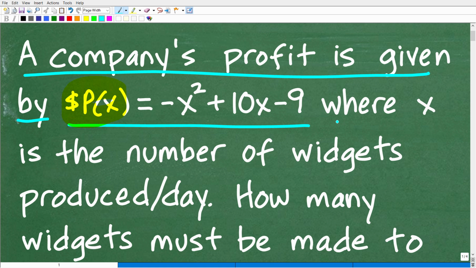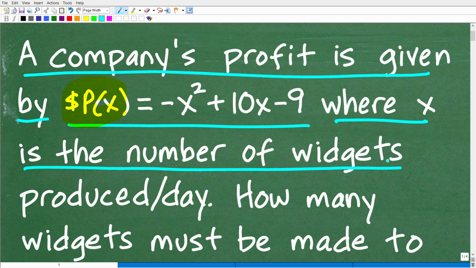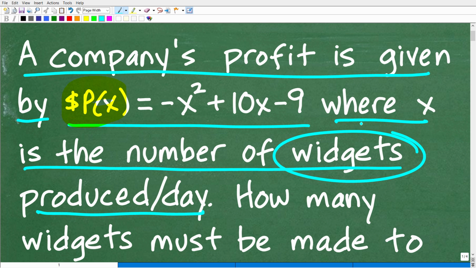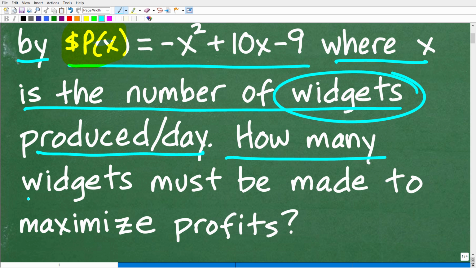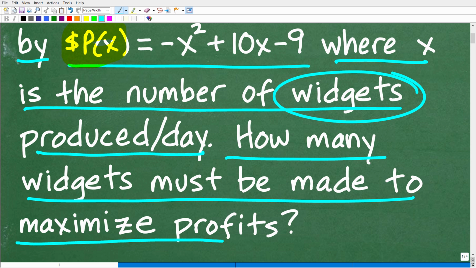Okay. So this profit function is P of x is equal to negative x squared plus 10x minus 9, where x is the number of widgets produced per day. And if you don't know what a widget is, it's simply a fictitious product. All right, so let's get back to the rest of this problem. How many widgets must be made to maximize profit? Okay, so that is the question.